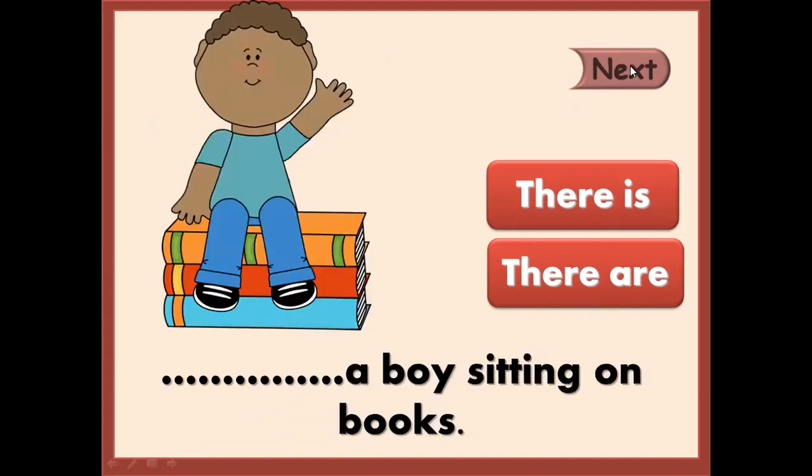Good. Okay, next. A boy sitting on books. There is a boy sitting on books, or there are a boy sitting on the books. For 1, what are we going to use? For 1, we are going to use there is. There is a boy sitting on books.